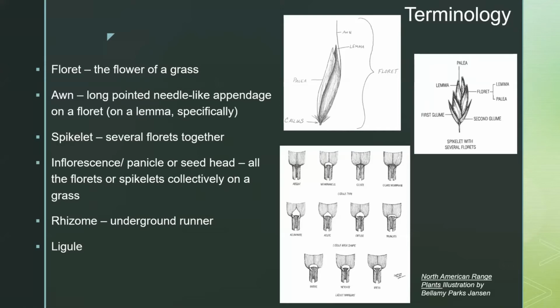And then another characteristic that's used quite a bit in identifying grasses is the ligule. It's like the collar where the leaf comes off the stem. The inflorescence, panicle, seed head, it all means the same thing. It's all of the spikelets collectively on the grass. Rhizomes are pretty important for this talk in particular. It's the underground runner that plants will connect and spread out with and reproduce with.